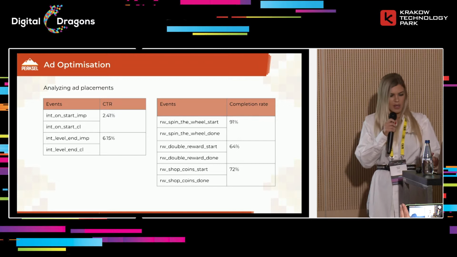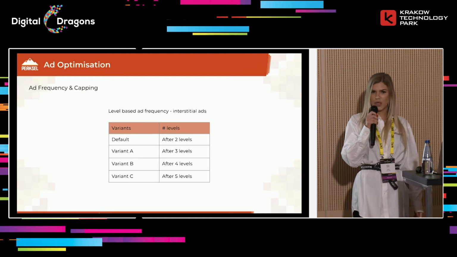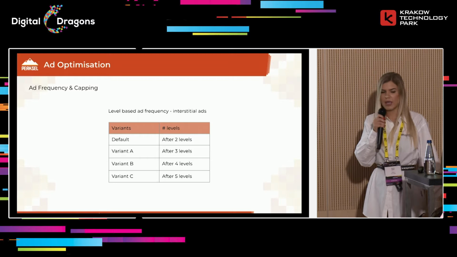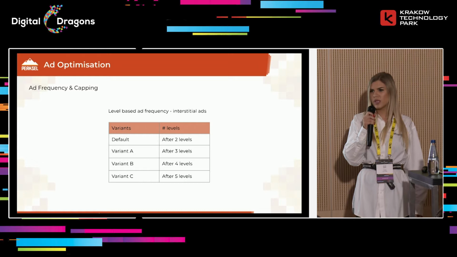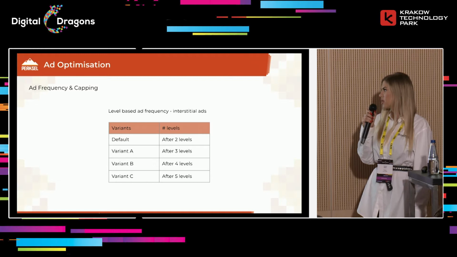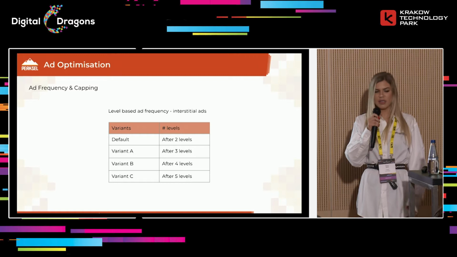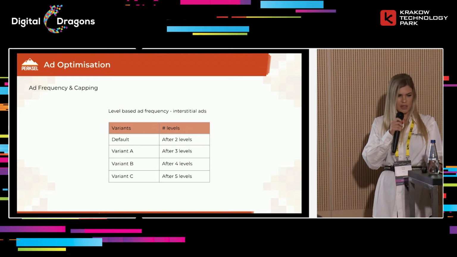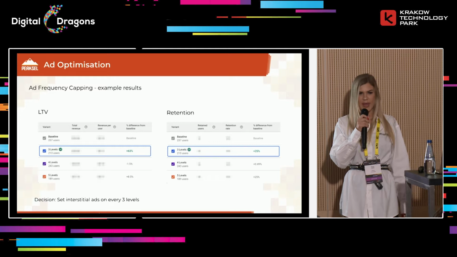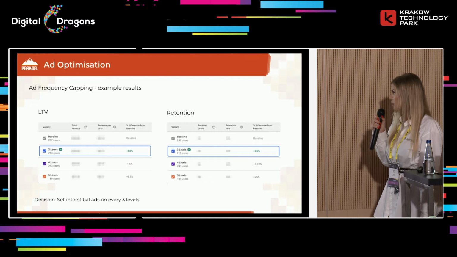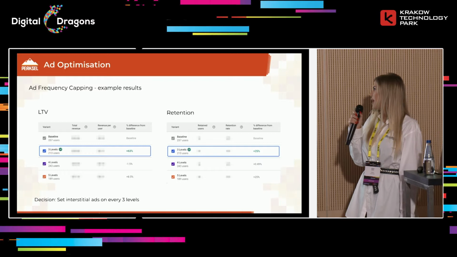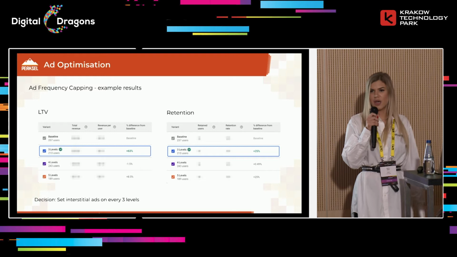The next one that we do is ad frequency and capping. This example is for level-based frequency for interstitial ads. We usually do this for our room escape games. Here we tested interstitial after two levels against three levels, four levels, and five levels. We found out that after three levels is the best option. Here we improved both metrics, LTV by 63% and retention by 25%. So it's a good decision for us to have it after each third level here.